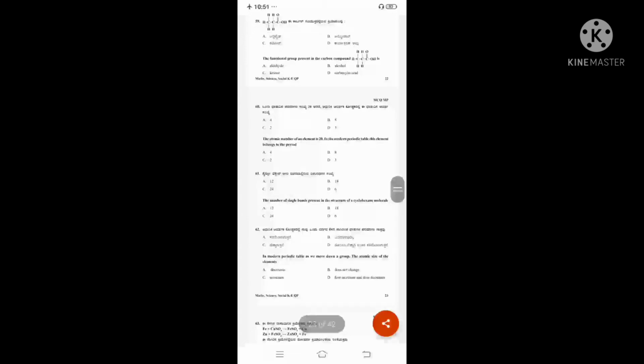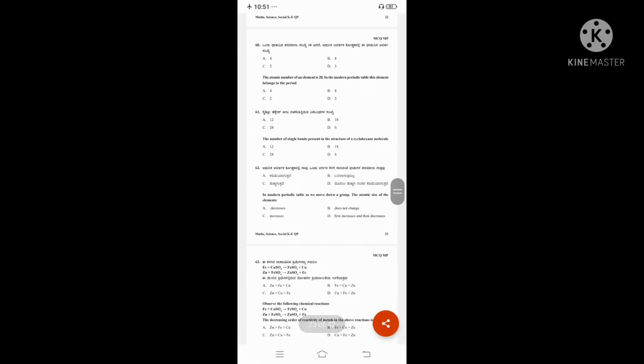The functional group present in carbon compounds, C double bond OH, is called carboxylic acid. Atomic number of an element is 20; in the modern periodic table, that element belongs to which period? Students, 20 means what? That is calcium. So calcium comes under the fourth period.